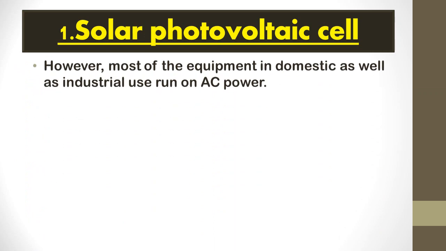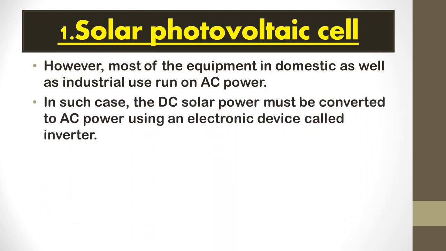However, most of the equipment in domestic as well as industrial use runs on AC power. Now, here AC power, what does it mean? AC means alternating current, in which the flow of electrons or charges changes direction periodically, and it is used to deliver power to houses, office buildings, and different areas. In such cases, the DC solar power must be converted to AC power using an electronic device called an inverter. So using the inverter, direct current is converted into alternating current.